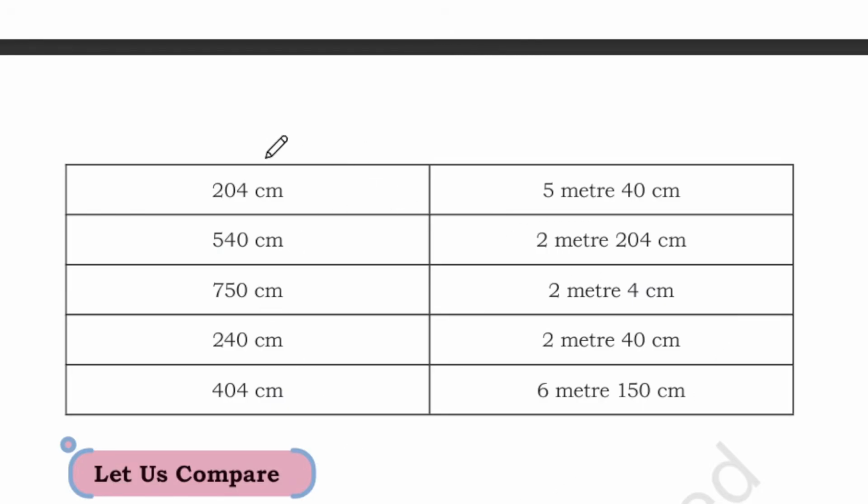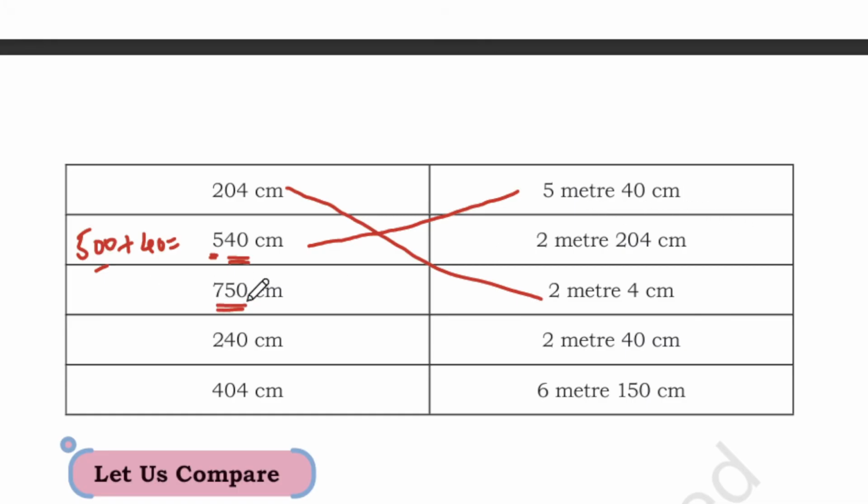So what you have to do is, I think this is match the following. So 204 centimeter. Where is 204 centimeter? Here you have 2 meters and 4 centimeters. So 2 meters and 4 centimeters, here it is. Here you have 5 meters and 40 centimeters. So 500 plus 40 is 540, correct? So 500 is 5 meter. So here we have 5 meter and 40 centimeter.